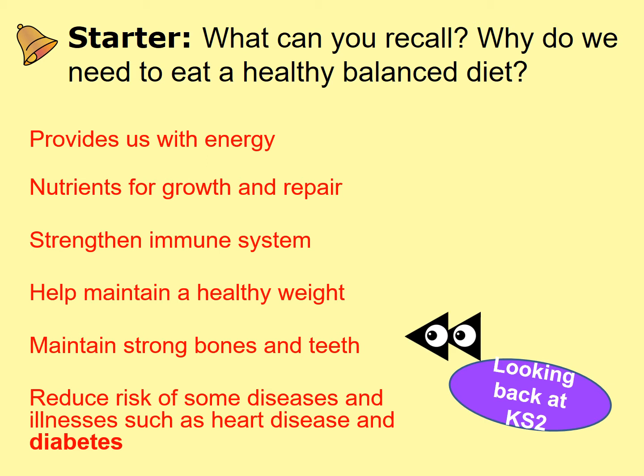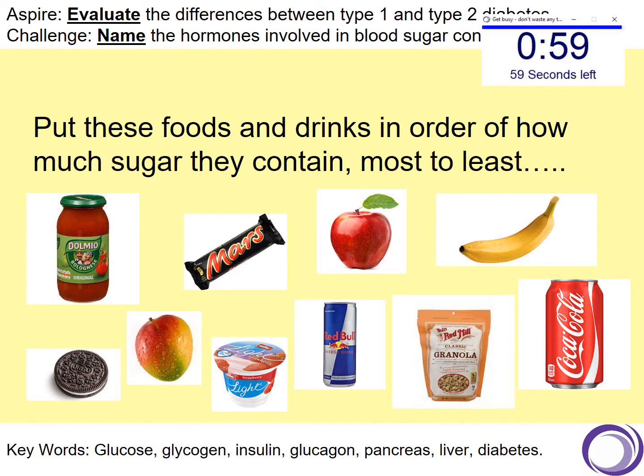Okay, so that was looking back at stuff that we'd done in Key Stage 2. So now we need to move forward and start looking at some new information. We're just going to have a look at some typical foods that you may or may not like to eat. We've got Dolmio, a bolognese sauce. We've got a Mars bar, a standard size Mars bar, an apple, a banana, an Oreo cookie, just one single cookie. That's a mango, if you didn't recognise it, a Muller yogurt, a can of Red Bull, one portion of granola cereal, and regular Coca-Cola, the original Coca-Cola.